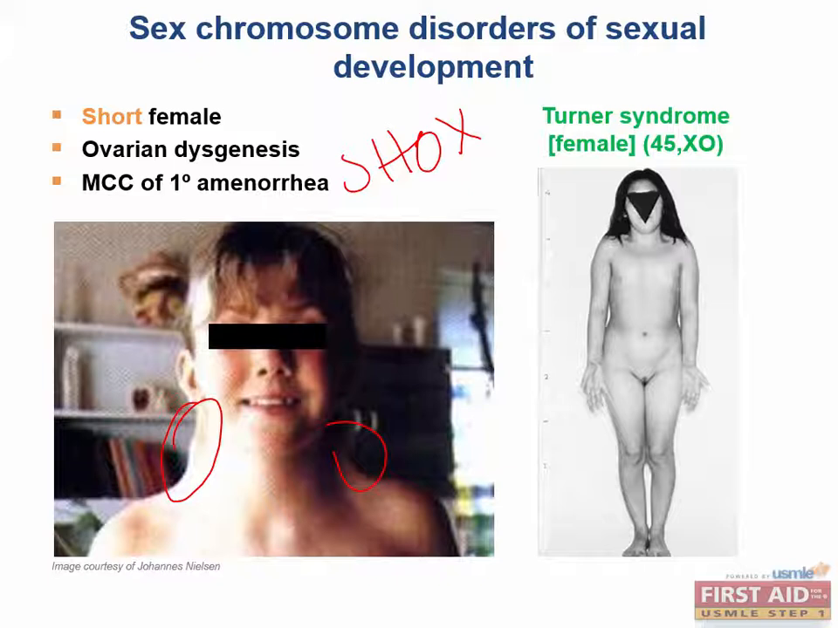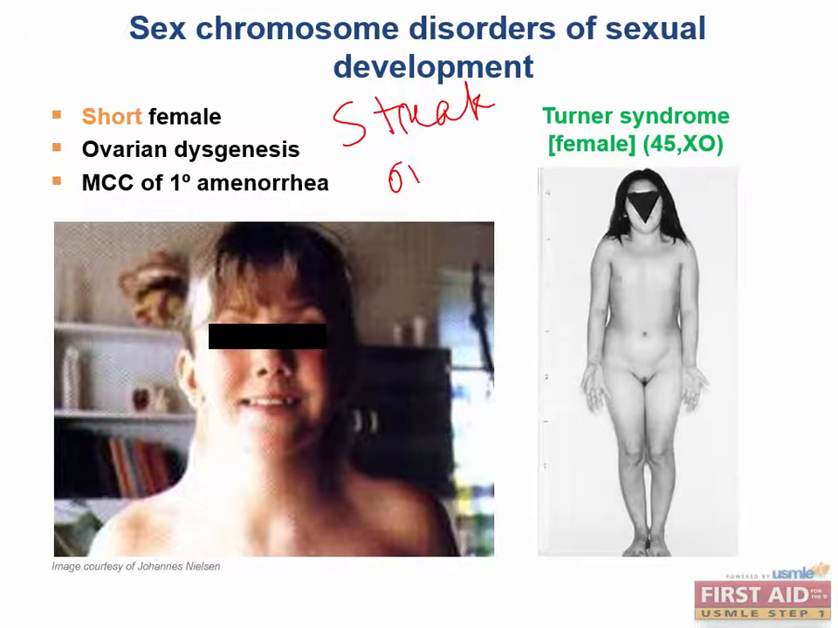Some other things to keep in mind are that these patients have non-functional, what we call streak ovaries, and therefore decreased estrogen levels and increased LH and FSH, which results in primary amenorrhea. Turner syndrome is actually the most common cause of primary amenorrhea. So what's the difference between primary and secondary amenorrhea?